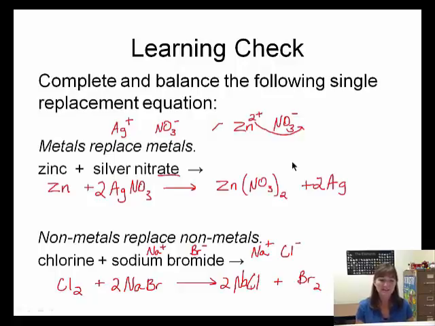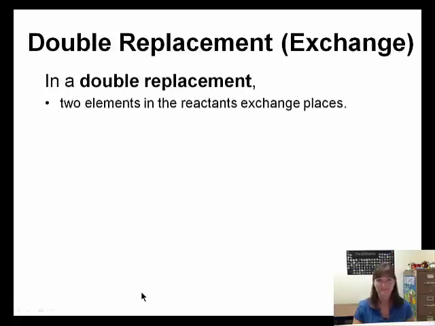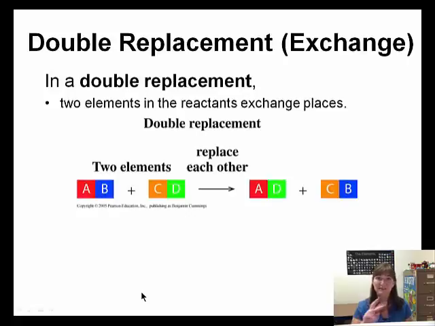So my first example was showing how a metal replaced the metal. So in this case, the zinc traded places with the silver. Here, my chlorine traded places with the bromine. In a double replacement reaction, 2 elements in the reactants are going to trade places. So in single replacement, you just have the replacement of one from the compound. But here we're going to replace both things.